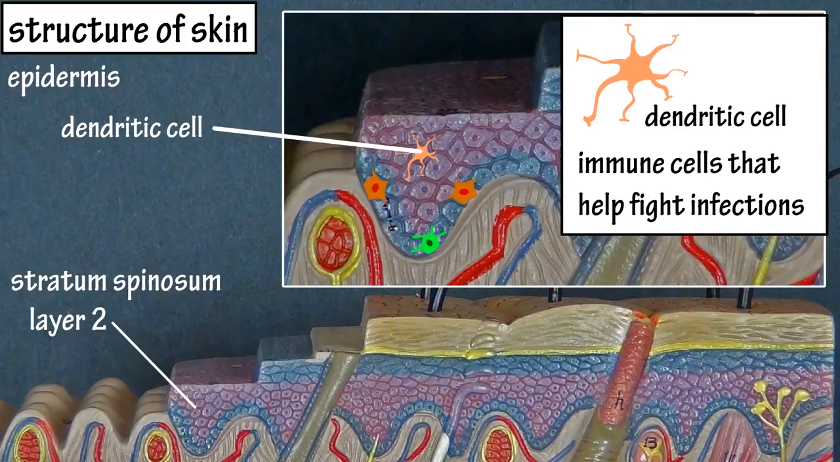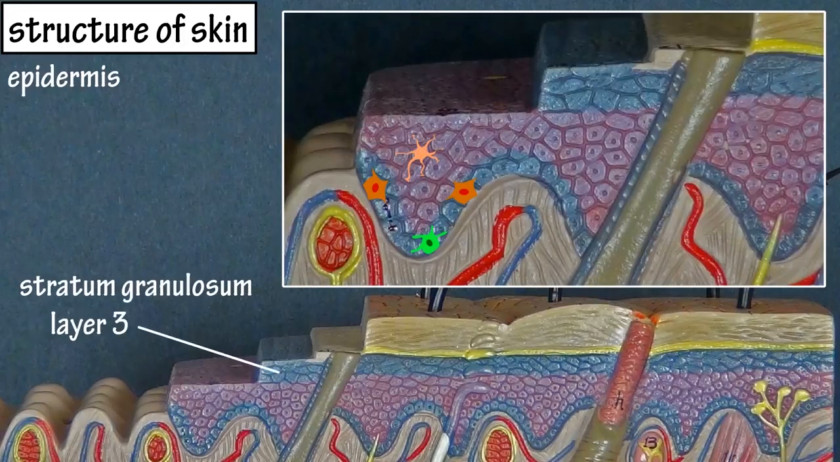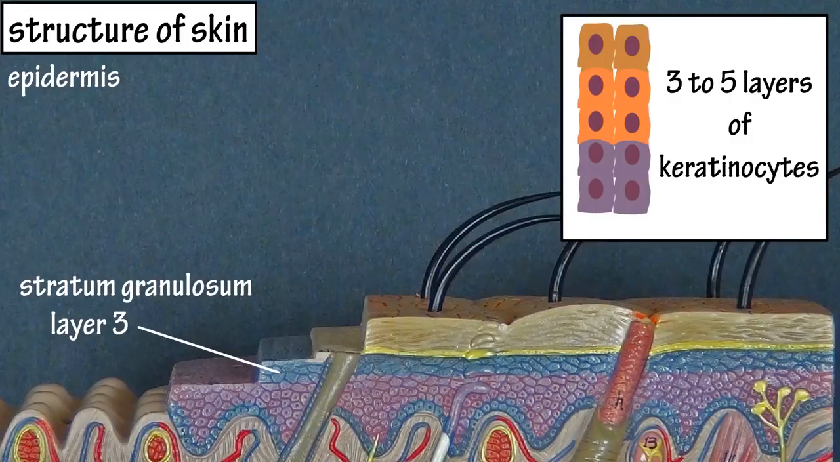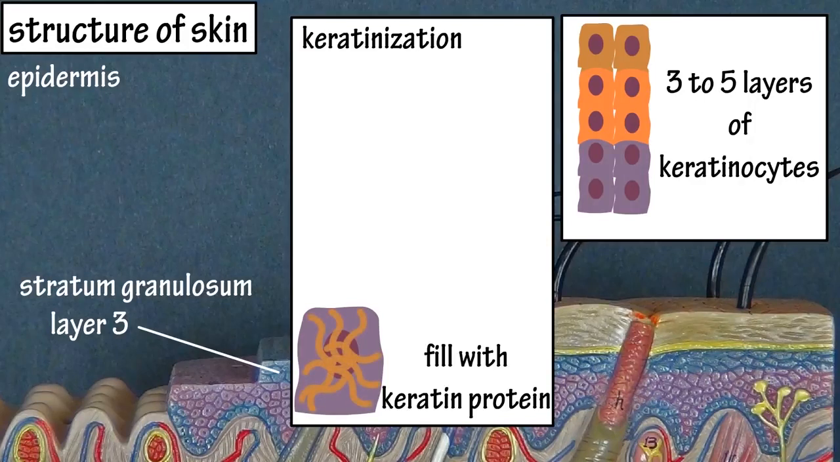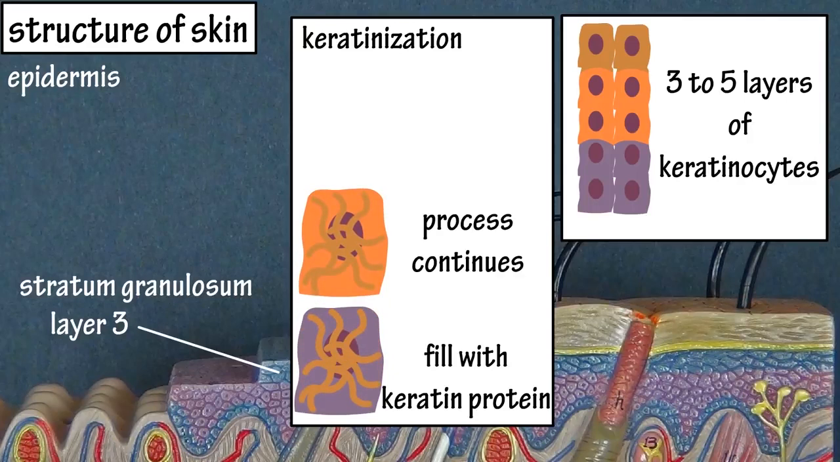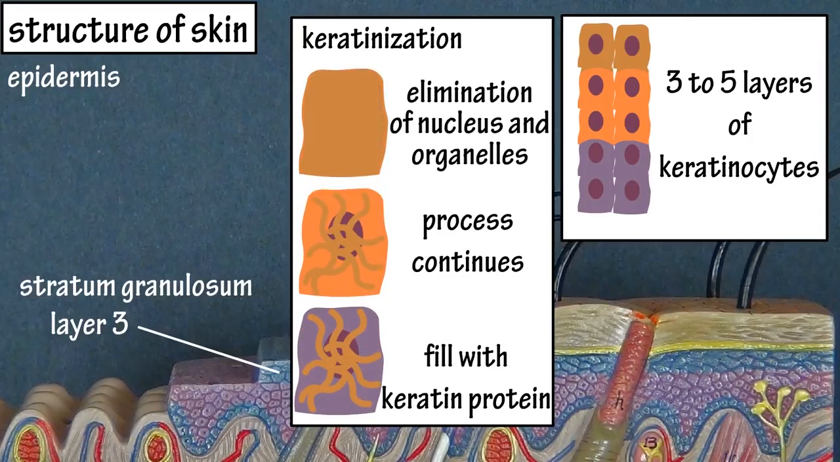Moving upwards, the next layer is the stratum granulosum. This layer is comprised of 3 to 5 layers of keratinocytes. The process of keratinization begins in this layer of the epidermis. Keratinization is where the keratinocytes fill with the keratin protein mentioned earlier. This process continues as the cells move upwards in the epidermis, and as it continues, the cell's nucleus and organelles are eliminated and the cell dies.